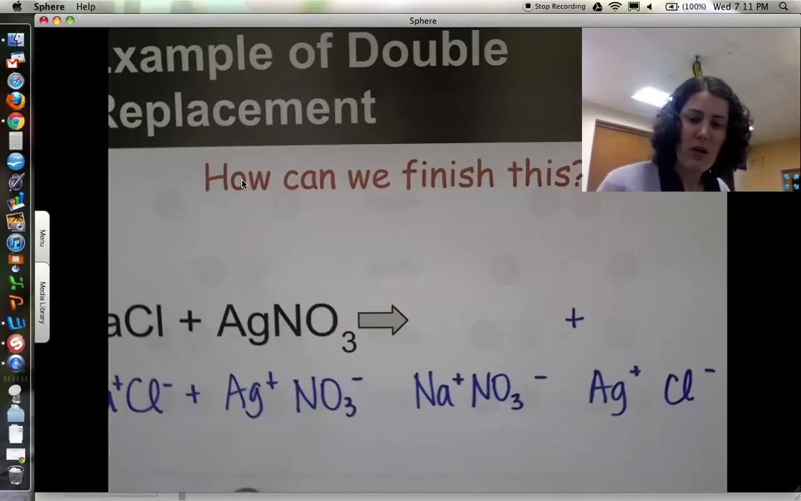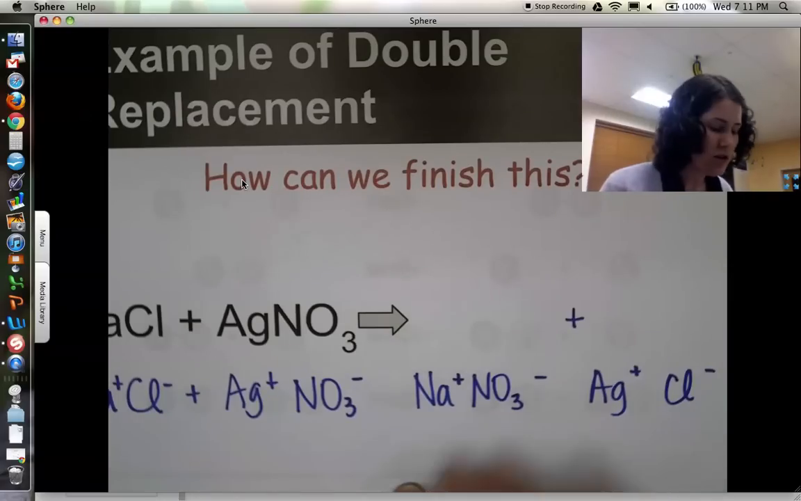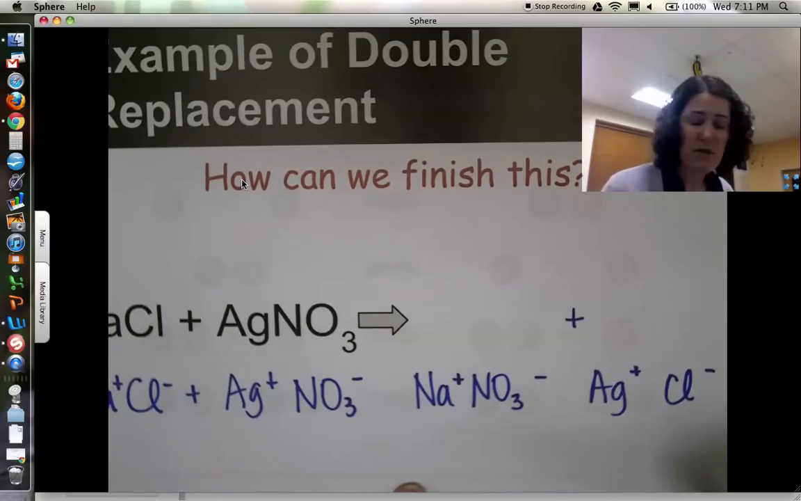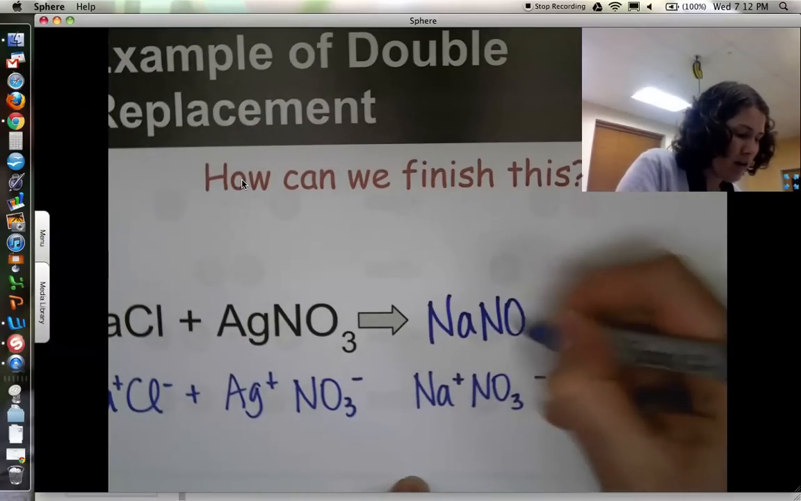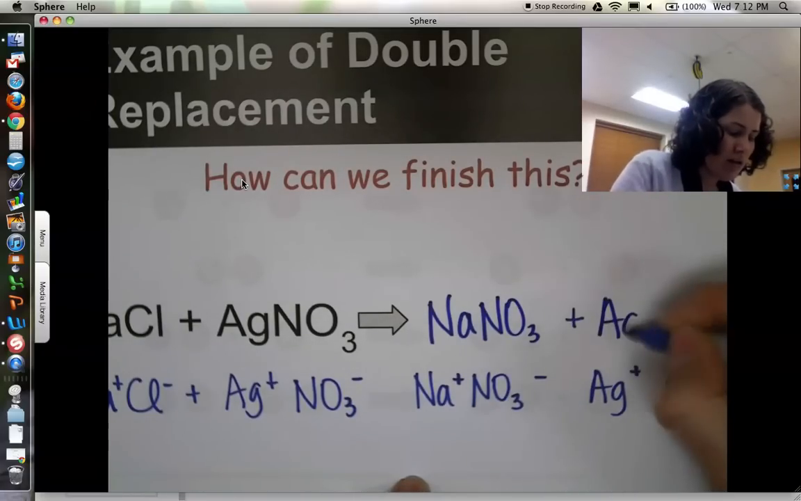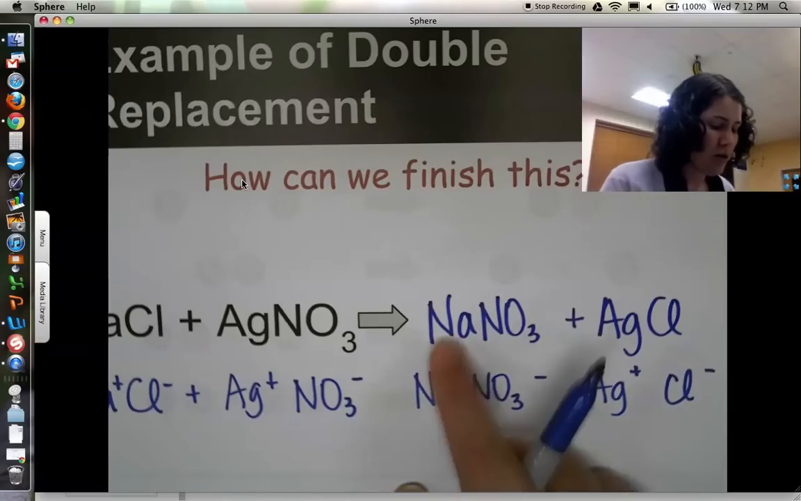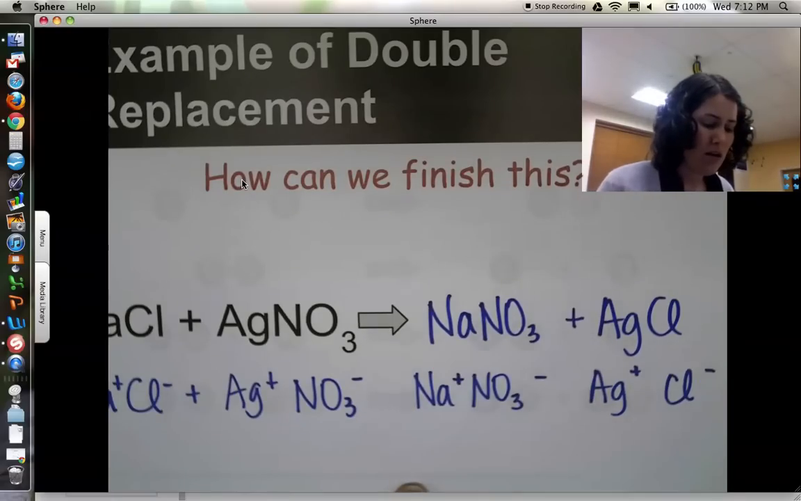Now the last step for us in this problem is just to get rid of our pluses and minuses. And here's where we double check to make sure our charges balance for each. If they don't, we're going to have to figure out what our subscript number is going to be in these compounds. But in this case, plus and minus balance, plus and minus balance. So I'm just going to rewrite NaNO3 and AgCl. This is going to be sodium nitrate. That one's going to be silver chloride. And that's all you have to do.